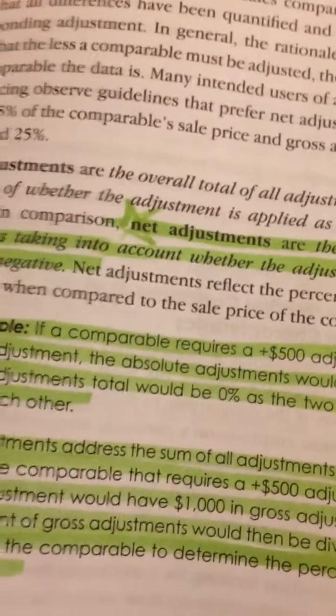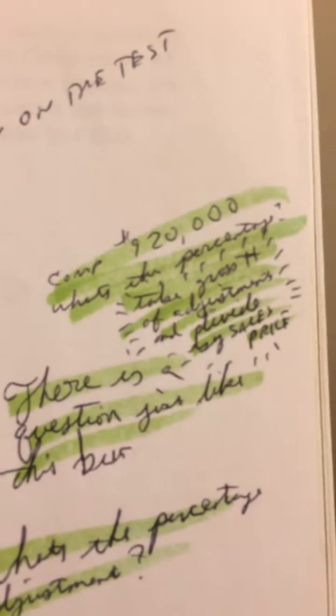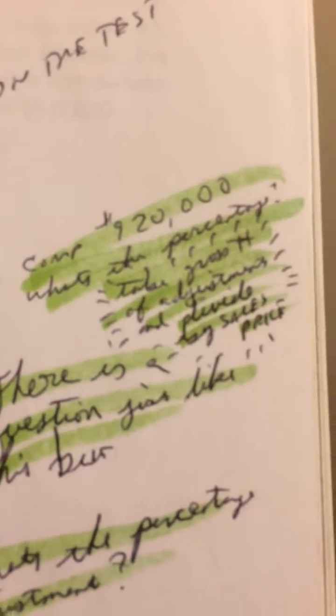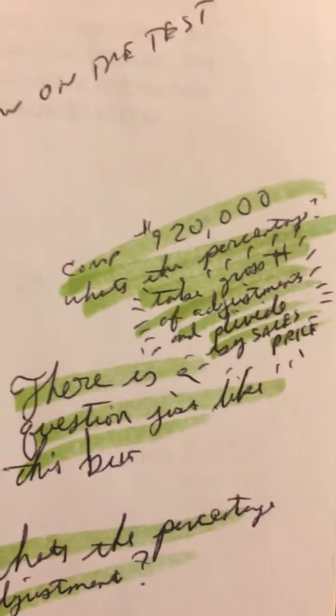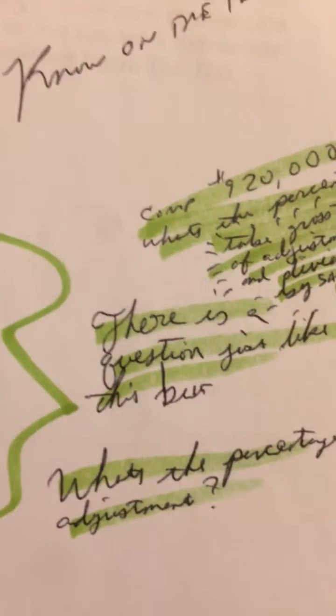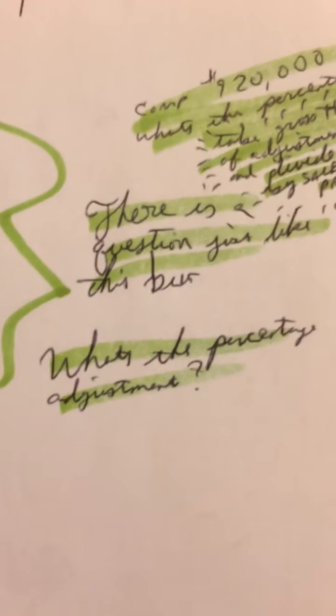Know this stuff on the tests. Comp $920,000. What's the percentage? Take gross number of adjustments and divide by sales price. There is a question just like this, but what's the percentage adjustment?